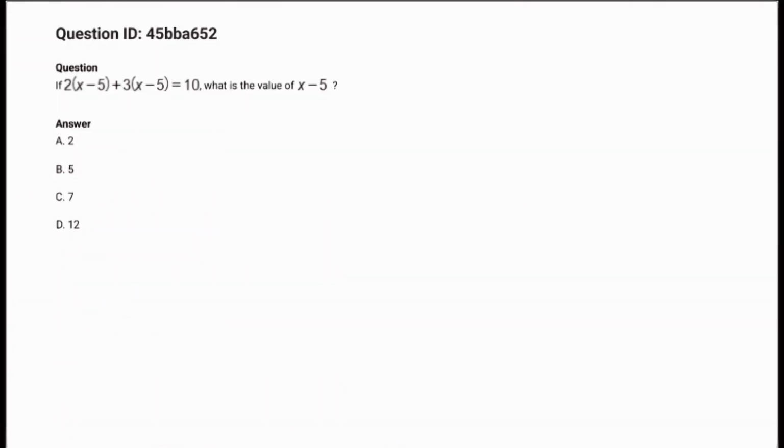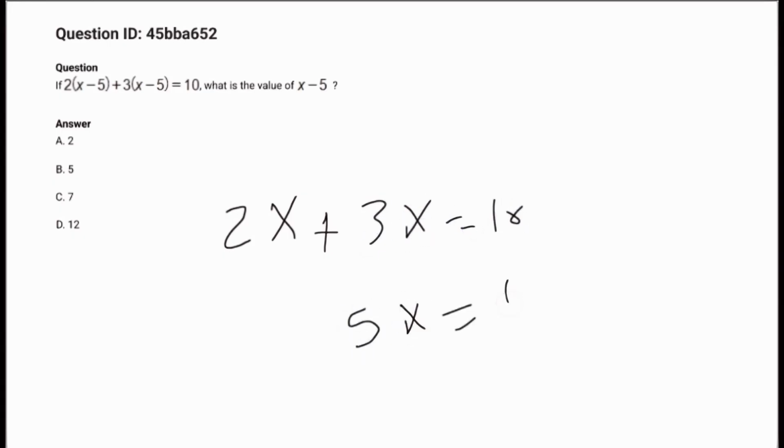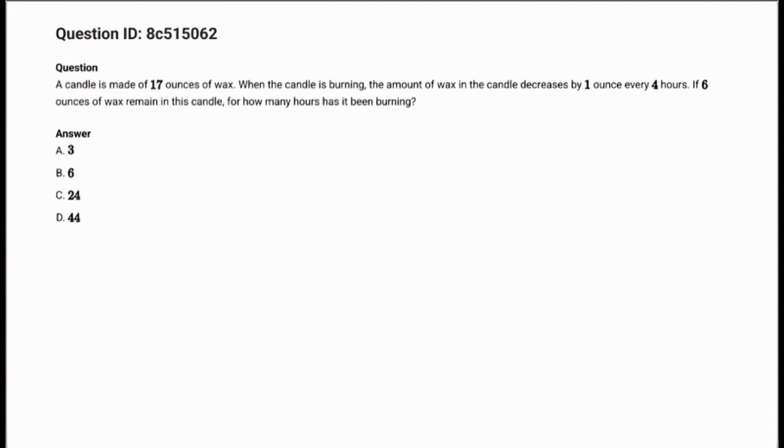2x minus 5 plus 3x minus 5. What is the value of 2x plus 3x if it equals 10? So 5x equals.